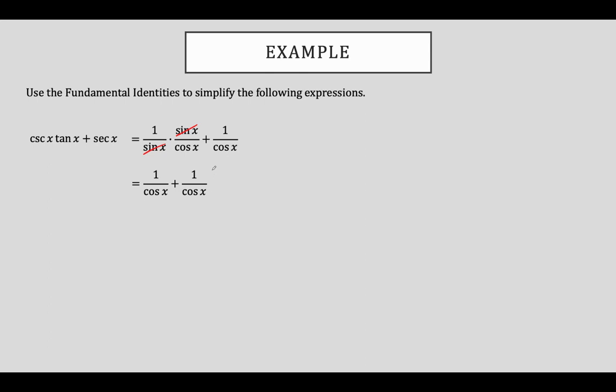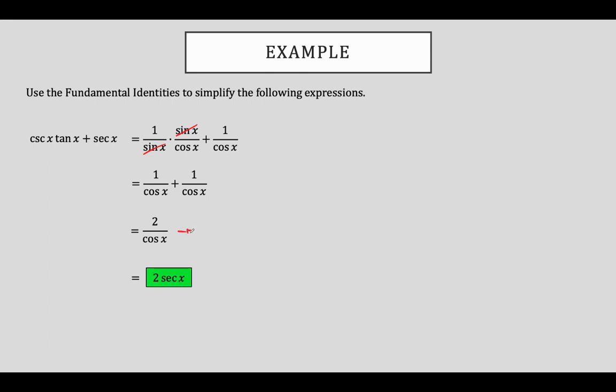Well, I have two fractions connected by addition, and I can combine two fractions if they have a common denominator, which in this case they already do. Well, if they have a common denominator, all I have to do is add the numerators. This gives me 2 divided by the cosine of x. And finally, we can use our reciprocal identity for cosine to rewrite this, our final answer, as 2 secant x.